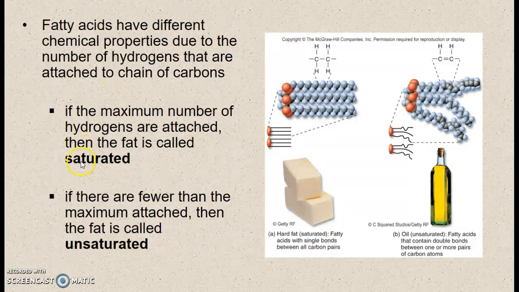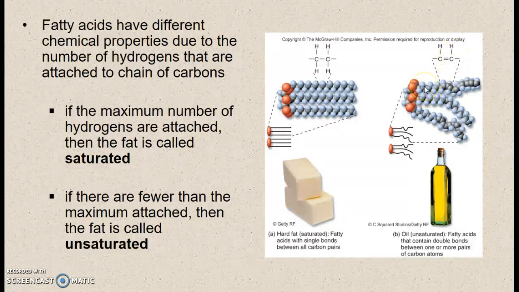So in contrast, an unsaturated fat means that there are fewer than the maximum number of hydrogen atoms attached. And why this happens is that sometimes in unsaturated fats, you have one or more places in the fatty acid chain where there are double bonds between carbon atoms. Since carbon can make 4 bonds, if you have a double bond between carbon atoms, each of those carbon atoms is going to have 1 hydrogen atom bonded to it instead of 2. And so that's why it's called unsaturated.